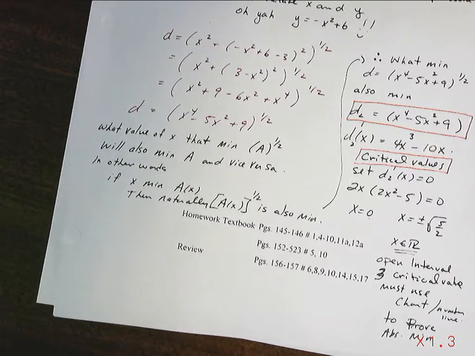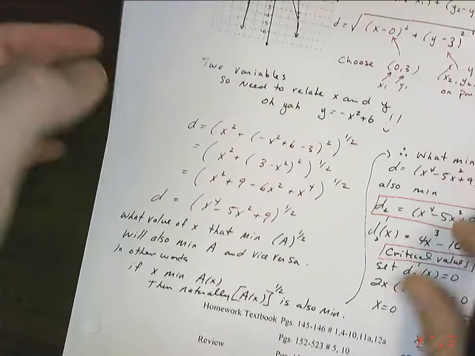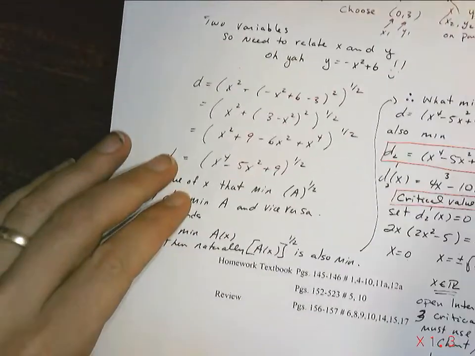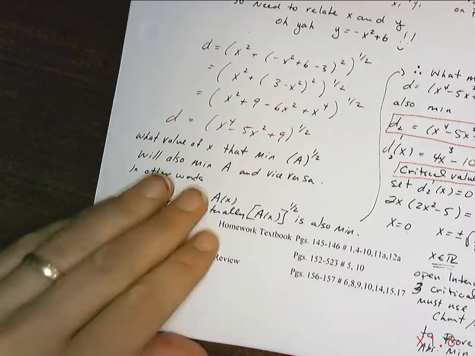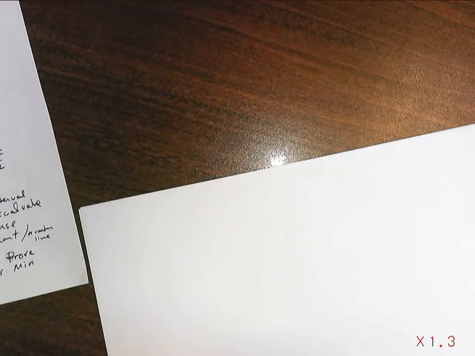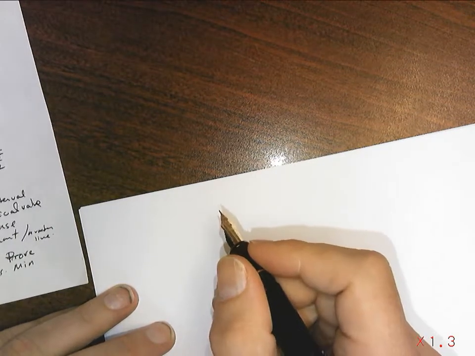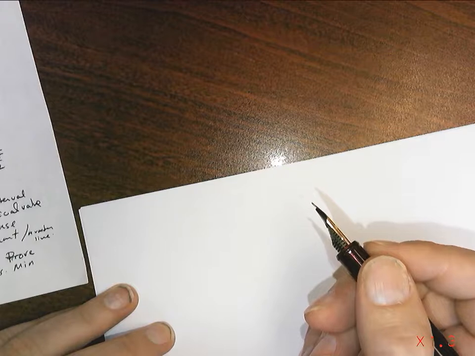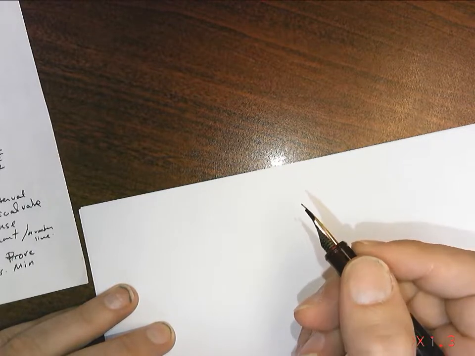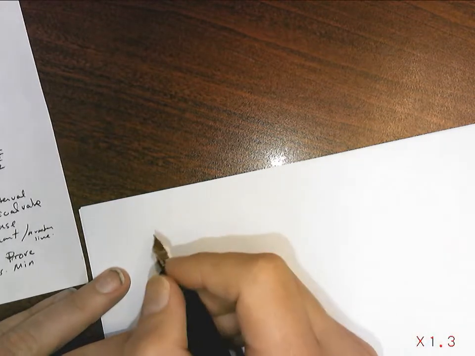I have to use a chart or a number line to prove absolute minimum. I have no choice. Again, a bunch of people are coming up and saying, but I can tell, and I know that, and I get that, but proving it is part of what we have to do for this curriculum, and I have to give marks for it. So let's take a look. I want to prove that I have an absolute minimum when x equals 0, or x equals plus or minus root 5 over 2. So we're going to have to look at that for a minute.